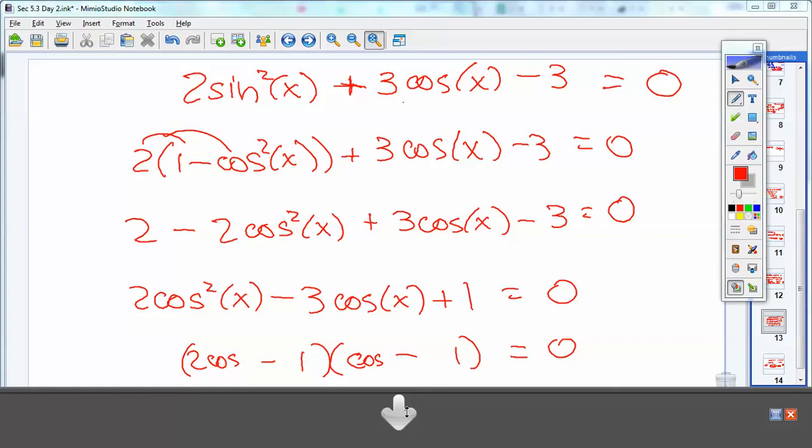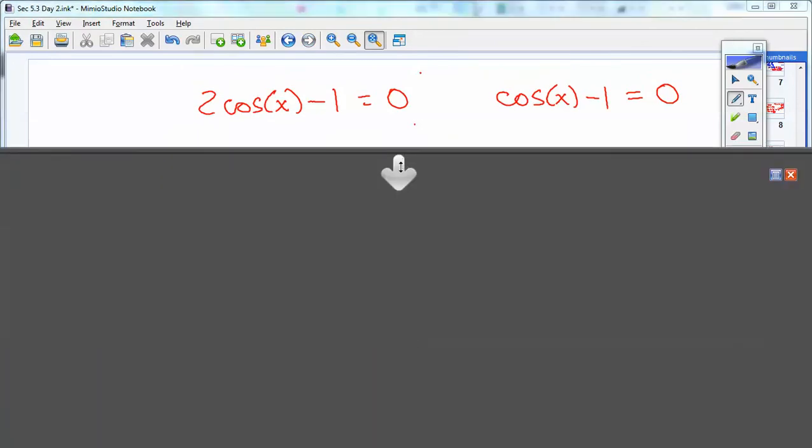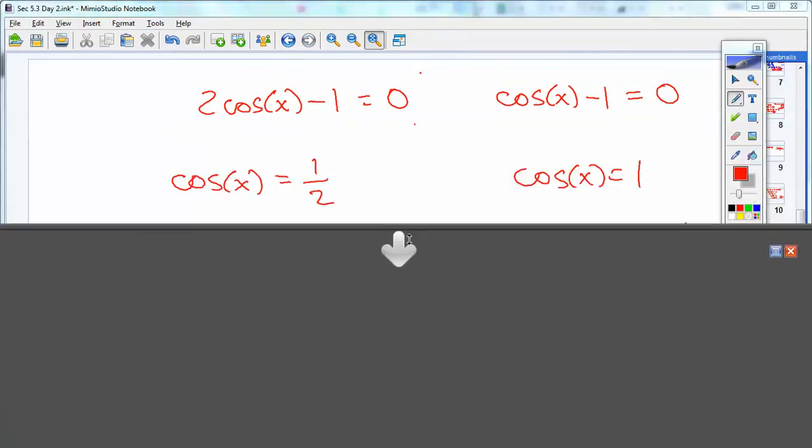All right, so if we factor that, I think I've got 2 cosine minus 1 and cosine minus 1. Is that what you're looking at? Okay, and so then we set each one of those equal to 0. And so 2 cosine minus 1 equals 0, cosine minus 1 equals 0, so cosine is 1/2, cosine is 1. So 2 separate problems to do. Again, we're restricted 0 to 2 pi, let's assume.